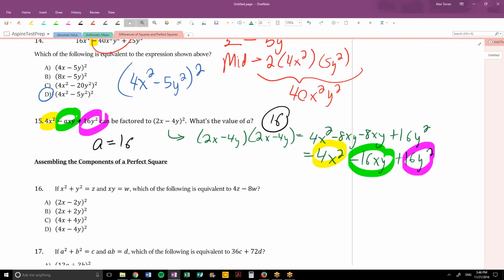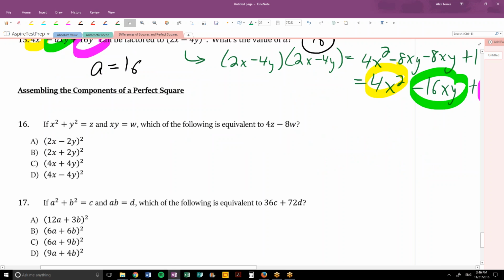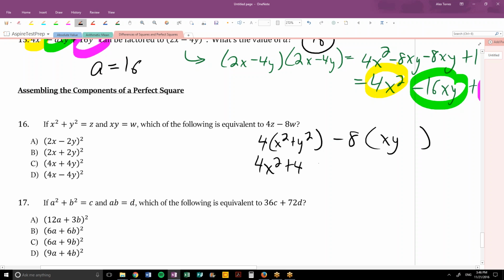Going over to question 16 now, we know that they're telling us we have 4z minus 8w. Now z is said to be x squared plus y squared. W is said to be xy. If we distribute, we have 4x squared plus 4y squared minus 8xy. And having gone through so many perfect squares together, you develop an instinct where we know that it shouldn't be 4x squared plus 4y squared minus 8xy. It should be 4x squared minus 8xy plus 4y squared.